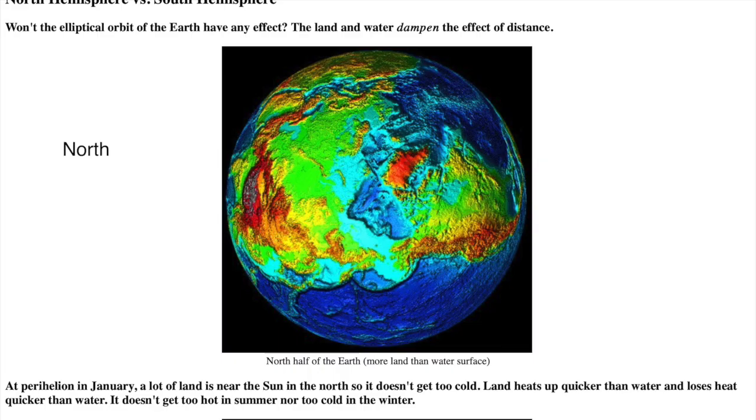Land heats up quicker than water, and land cools off quicker than water. The northern hemisphere, therefore, doesn't get too hot in the summer, nor too cold in the winter.